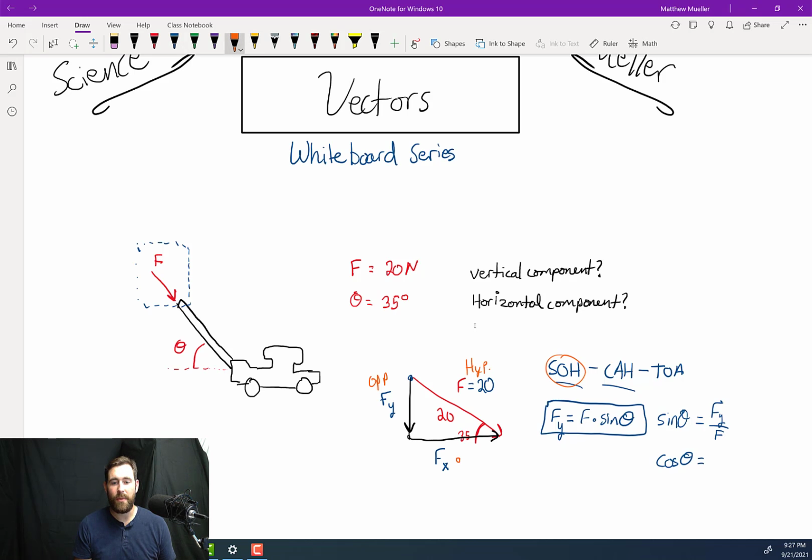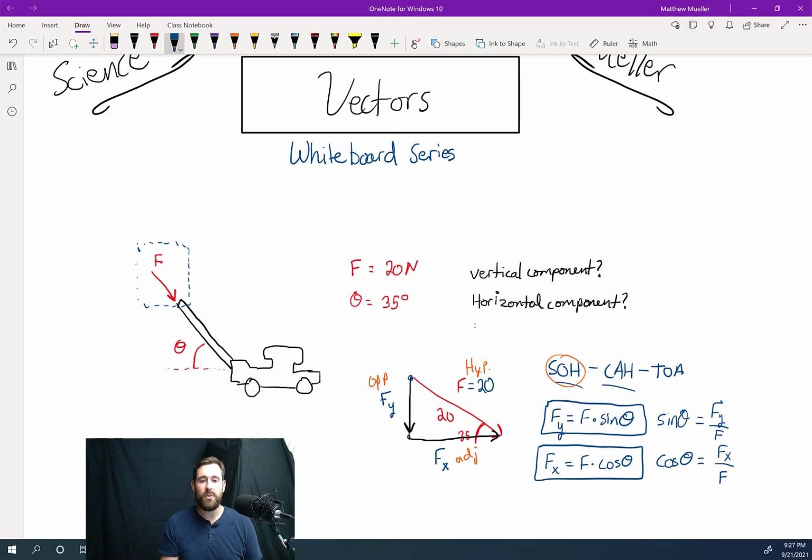And so f sub x is on the adjacent side. So we're going to use cosine theta is equal to f sub x over capital F. And if we solve here, we're going to see that f sub x is equal to F times cosine of theta. And again, another equation, super handy for us to have when we are doing our vector computations.